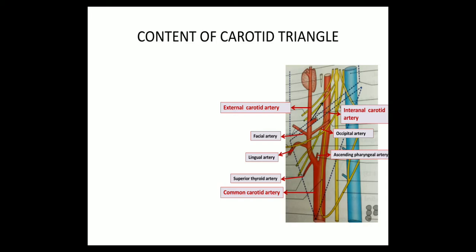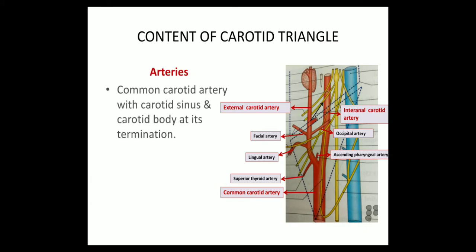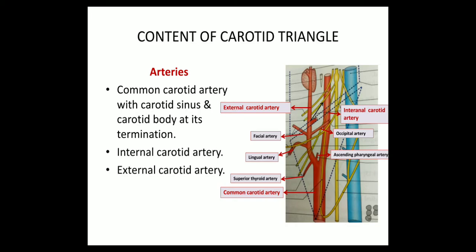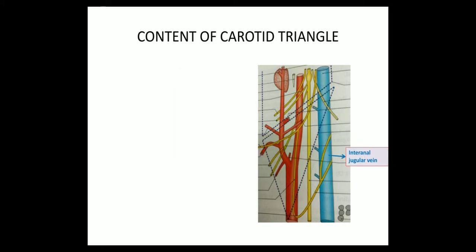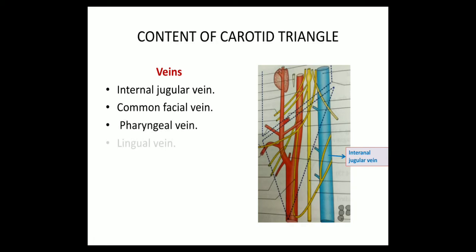The content of the carotid triangle includes arteries, veins, nerves and lymph nodes. The arteries include the common carotid artery with the carotid sinus and carotid body at its termination, the internal carotid artery and the external carotid artery. A few branches of the external carotid artery are also present in this triangle. Those include the superior thyroid artery, lingual artery, facial artery, occipital artery and the ascending pharyngeal artery. The veins include the internal jugular vein, common facial vein, pharyngeal vein and the lingual vein.